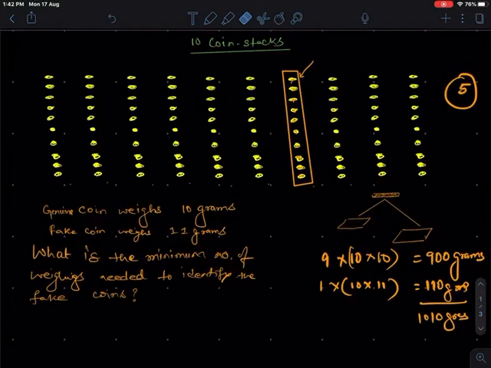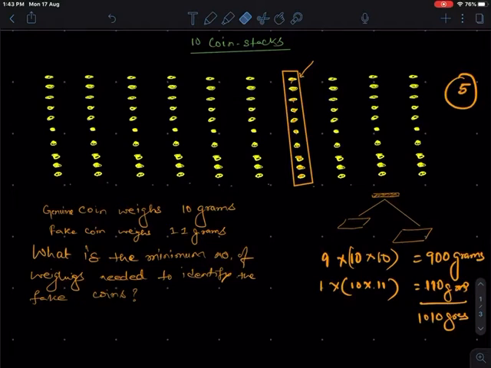In this puzzle you are given 10 stacks of coins, 9 of which contain genuine coins, and 1 stack contains fake coins. The genuine coins weigh 10 grams and a fake coin weighs 11 grams. We also have a scale here. You can use the scale to measure the weights of the coins to know which coin is genuine and which coin is fake. What is the minimum number of weighings needed to identify the fake coins?